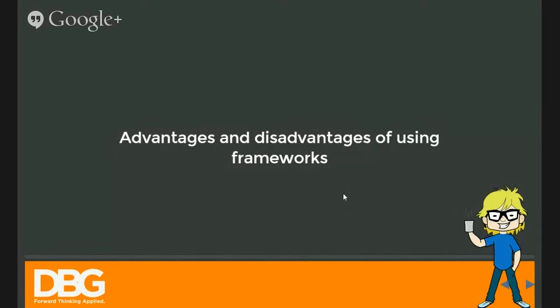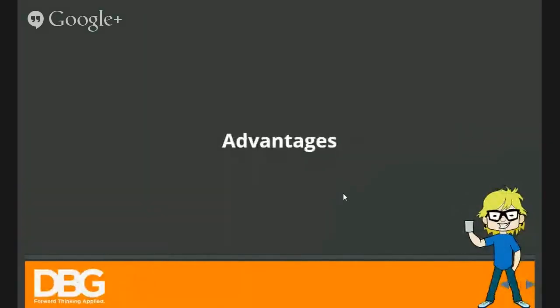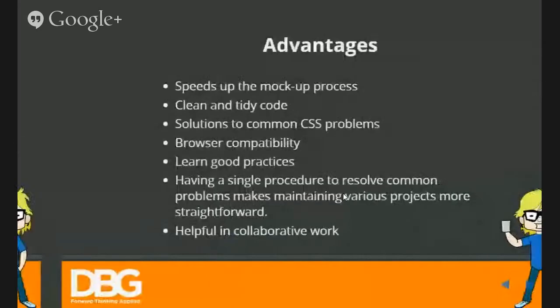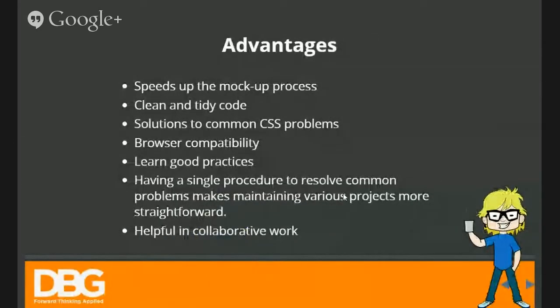So next comes the advantages and disadvantages of frameworks. Advantages. So these are the advantages of using a framework. That means we can maintain clean and tidy code. It speeds up the process, handles some of the common CSS problems and browser compatibility. It's helpful for collaborative work. These are some of the advantages of using a framework.